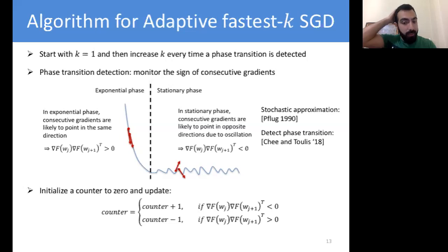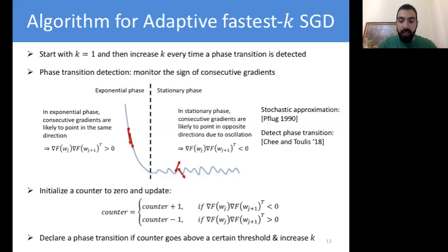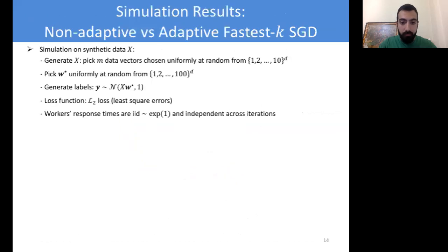At first, we expect positive products due to the exponential decrease. Then at some point, as we approach the stationary phase, negative products will start accumulating. When the number of negative products surpasses the number of positive products by a certain threshold, we declare a phase transition and we increase the value of k. This means that every time we detect a phase transition, the master starts waiting for the responses of more workers in order to keep improving the accuracy of the model. And we keep repeating this until we reach the maximum value of k.